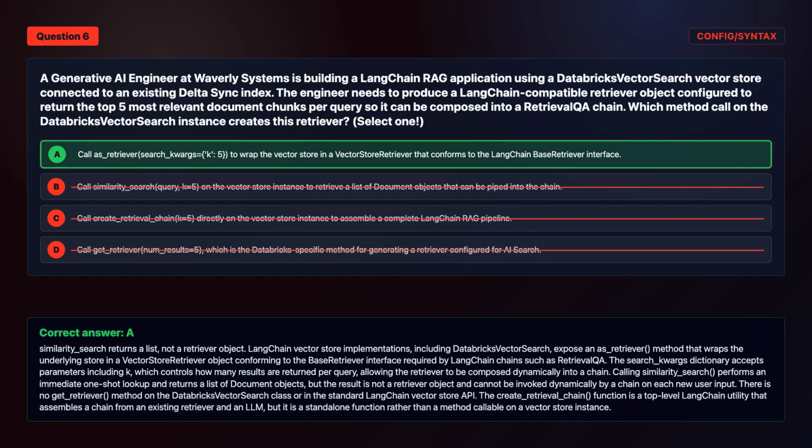Calling similarity_search performs an immediate one-shot lookup and returns a list of document objects, but the result is not a retriever object and cannot be invoked dynamically by a chain on each new user input. There is no get_retriever method on the Databricks vector search class or in the standard LangChain vector store API. The create_retrieval_chain function is a top-level LangChain utility that assembles a chain from an existing retriever and an LLM, but it is a standalone function rather than a method callable on a vector store instance.